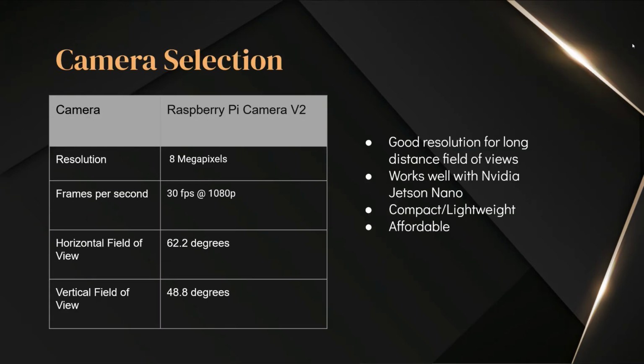And here's the Raspberry Pi Camera 2, and this has an 8 megapixel resolution, and it's able to run 1080p at 30 FPS, which is good enough for us. It allows for the proper distance that we were looking for, as well as it was affordable. So this is really the perfect camera for us.